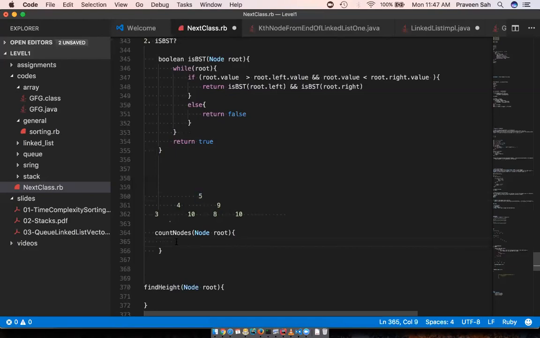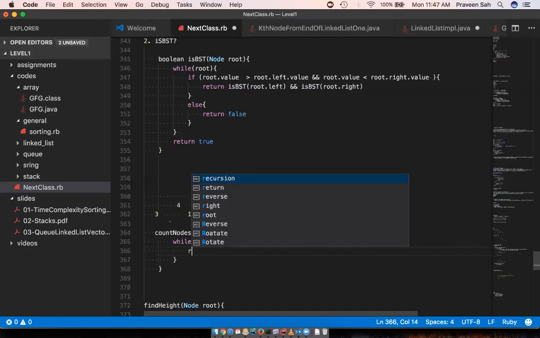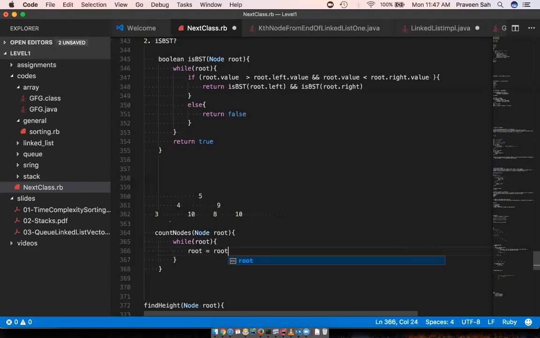We can do while root is not equal to null, root is equal to root dot next. Again, what is root dot next? Don't say random things. What is root dot next? Meaning I'm incrementing the root, and I mean the next pointer.